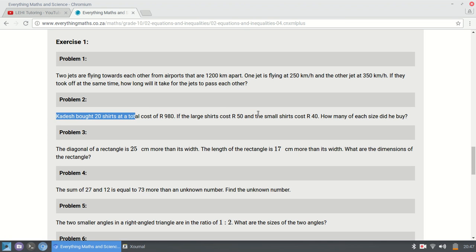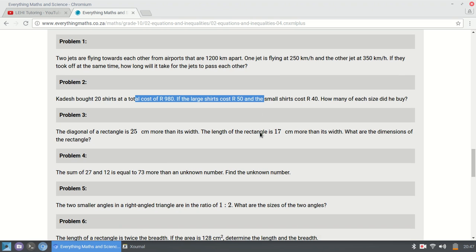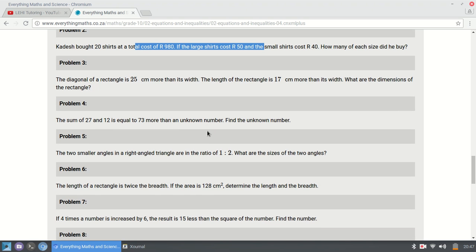We have another question with this weird currency I've never seen before, R50. I think that's, no, I don't even think that's revenue. I think that's something else. We're going to move on to problem 3. If I understand what that actually is saying, I'll come back to it.